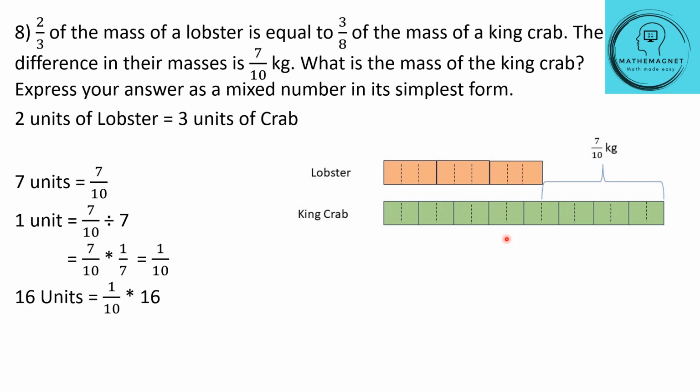Now for the mass of king crab is 16 units. We have 16 units here, correct? Or 16 parts. So 16 parts is equal to 1 by 10 into 16, which is equal to 16 by 10, which can be further simplified as 8 by 5. And to write it in the simplest form, we'll write 1 3 by 5 kg. So the mass of the king crab is 1 3 by 5 kg.